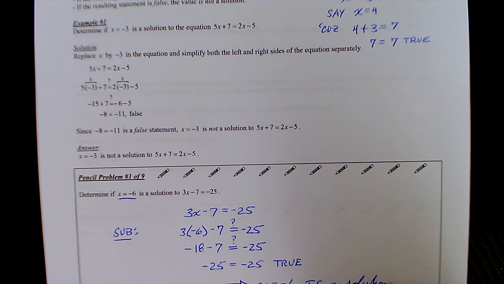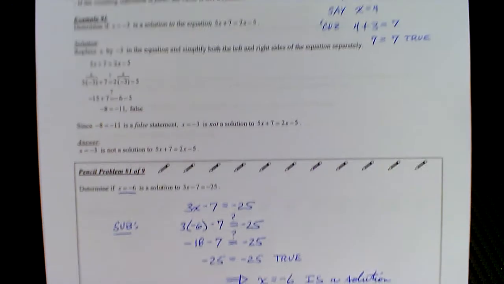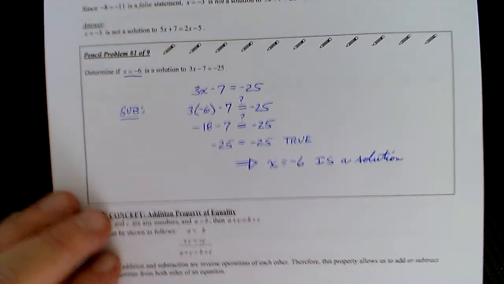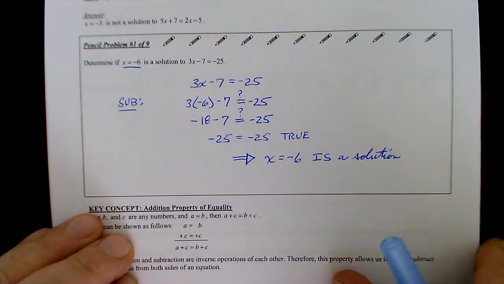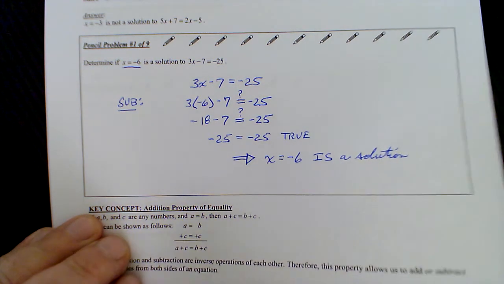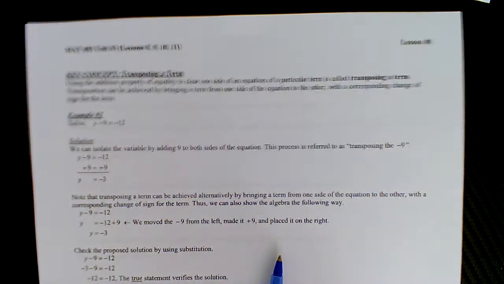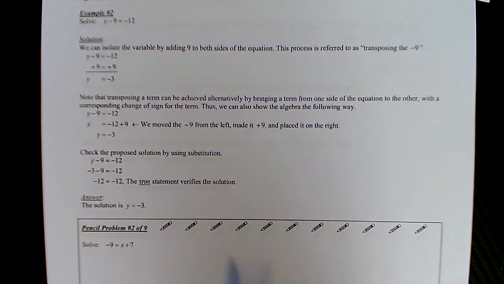Okay, so we want to know how to go about solving this equation without being given the proposed value. The first property is the addition property of equality. We saw that before, back with the Pythagorean theorem. You can add or subtract any number you want to both sides of an equation to obtain an equivalent equation. So you could read through the example down to the pencil problem. I'll recopy: negative 9 equals x plus 7.